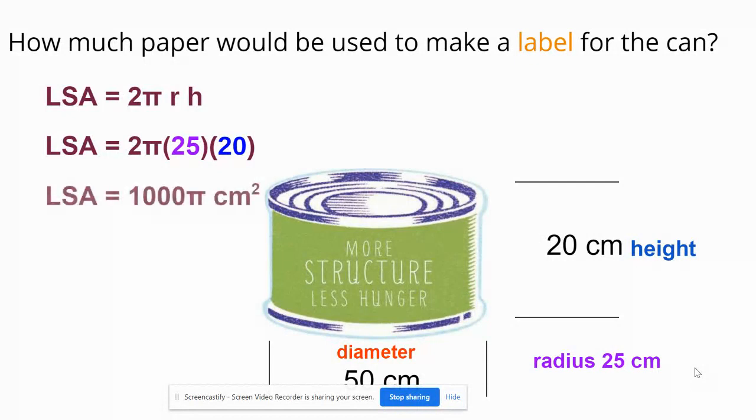The first answer is in terms of pi. So I multiplied 2 times 25 times 20, but I did not multiply by pi. But if I wanted to calculate all the way through, I would then just take the 1,000 times pi, and I get 3,141.59 centimeters squared of paper is needed to create a label for this can.